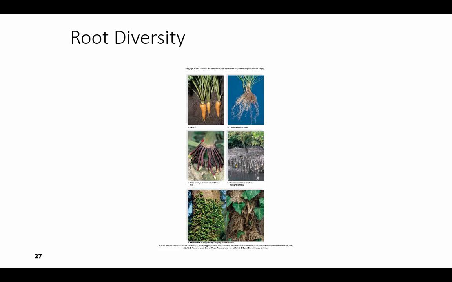This is showing you some root diversity. You see up there the tap root with the carrot and the fibrous root across from it in the grasses. That's the prop roots of the corn there that you see on the left in the middle. You can see the parasitic roots that are growing into the tree there at the bottom. And you've got the adventitious roots in the middle on the right that help support that plant.